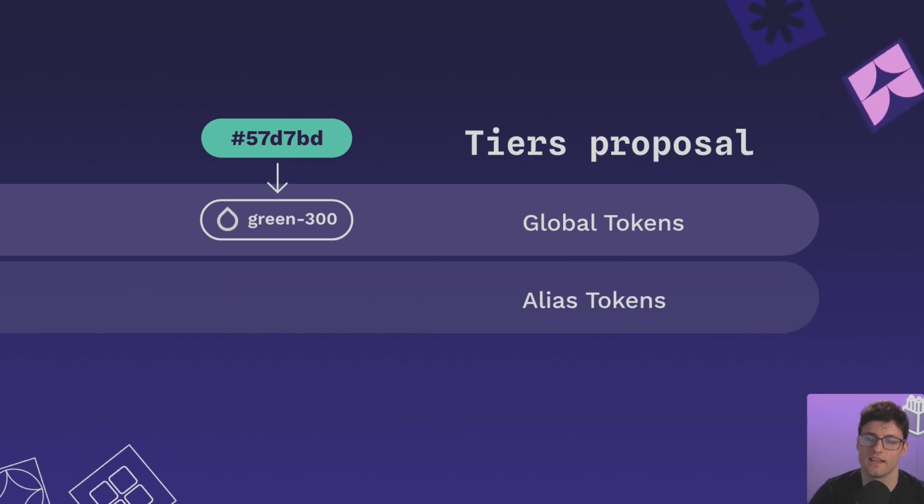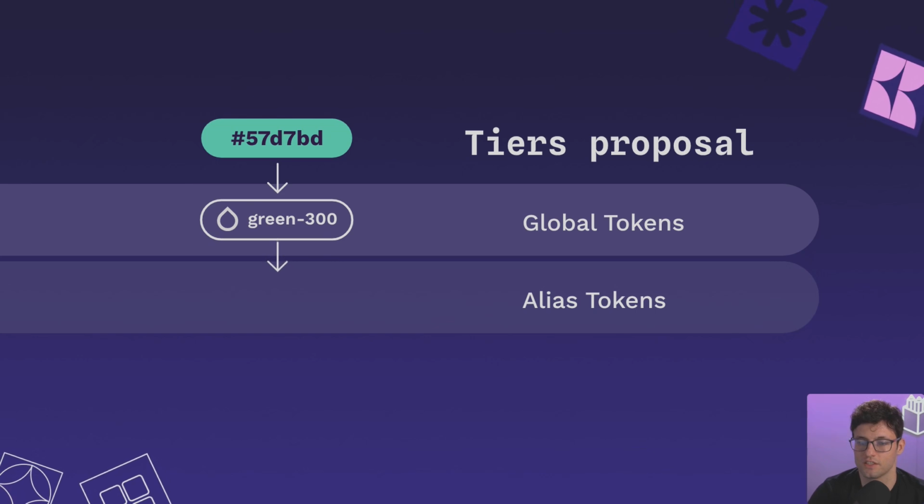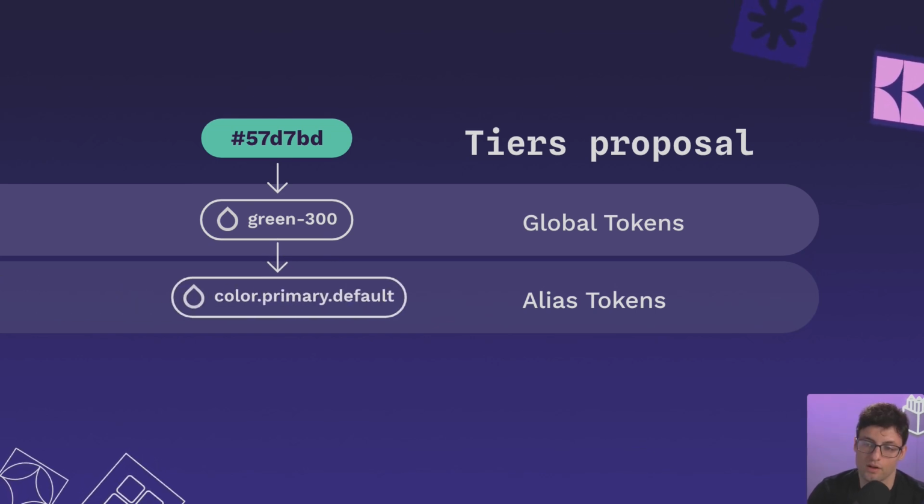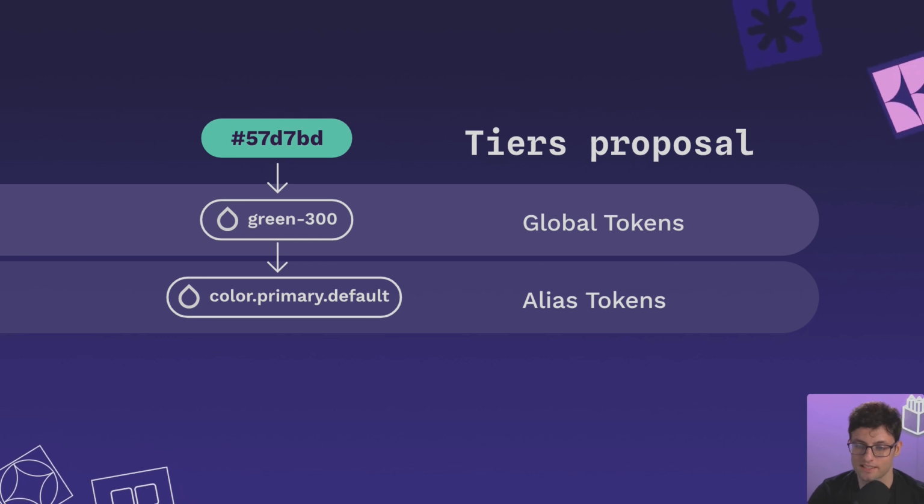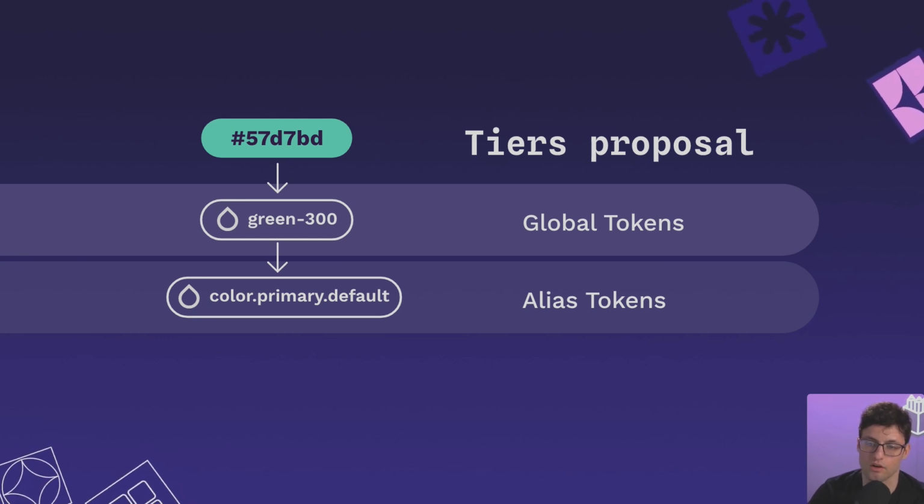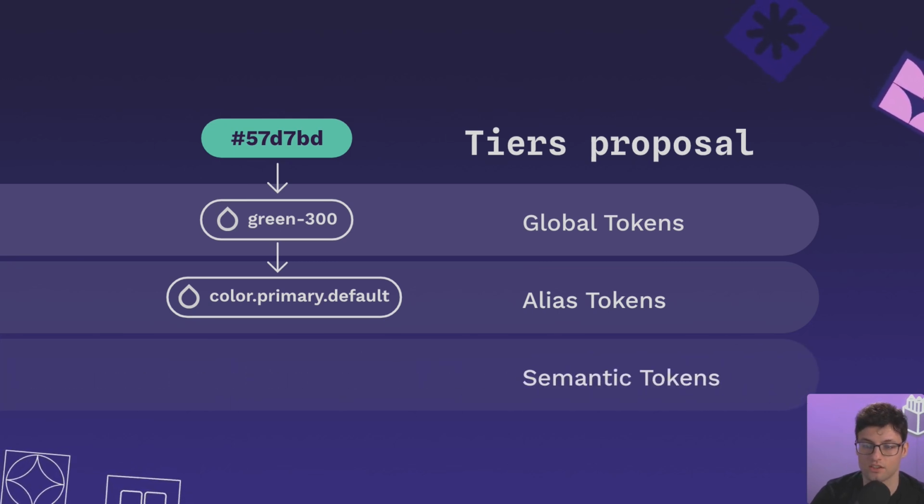In this case, the alias refers to the brand, that is, our design system will have a specific usage and design decisions regarding visual styles. For example, our green 300 is the primary color we use in our design system, which is why we call it color primary default. We would then move to a third level, the semantic tokens.